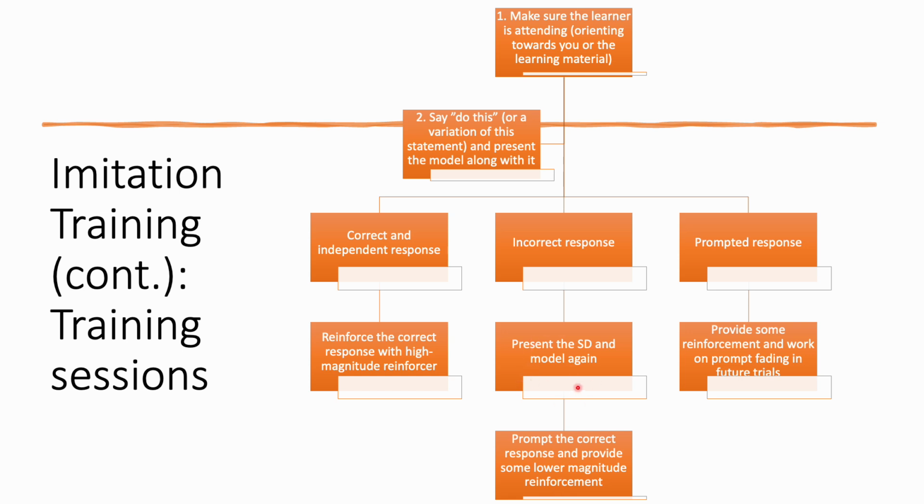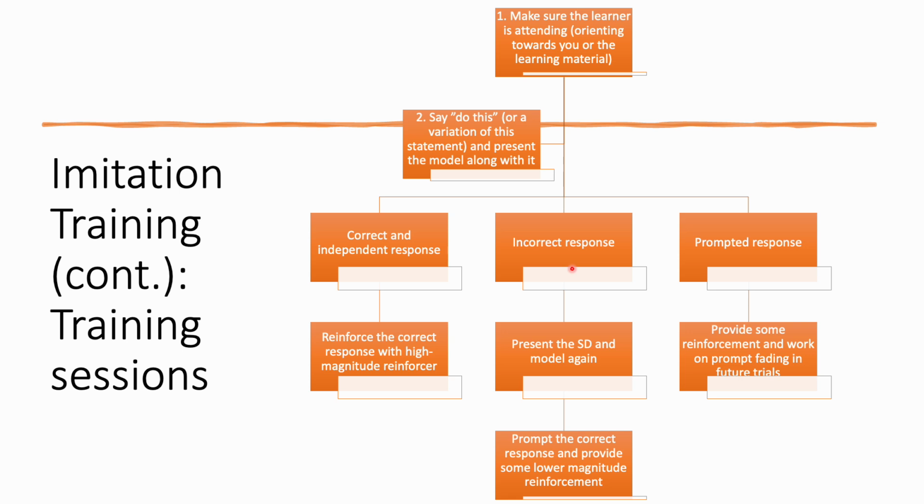You need to present the SD again so that the learner is learning to respond after the model and the SD, rather than the learner hears the SD, you model the skill, they make an incorrect response, and then you prompt the correct response. We don't want them to learn a chain of responses that are incorrect, right?